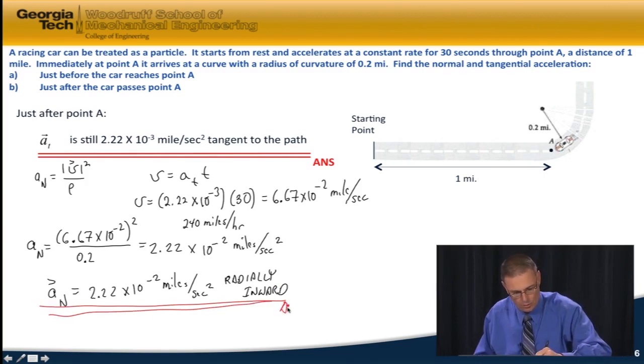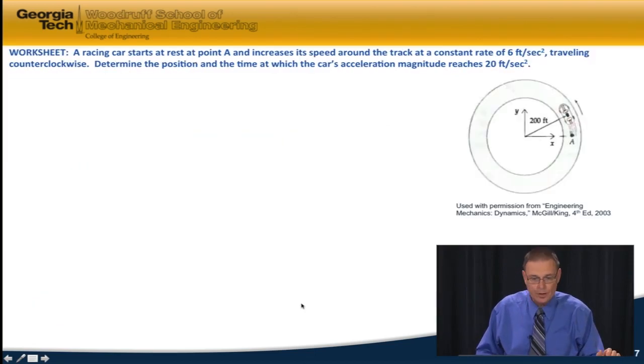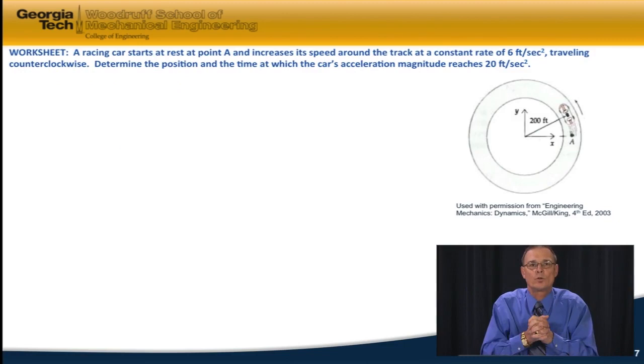And so I have a practice problem for you to do on your own. It's another race car problem, and I'll let you work through this worksheet, and I have the solution in the module handouts, and we'll see you next time.